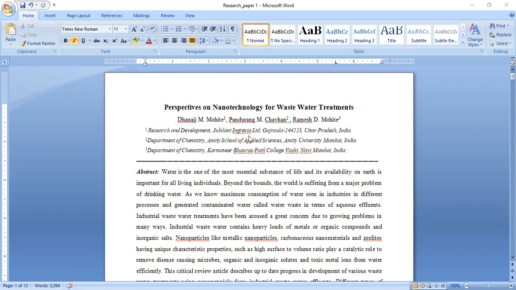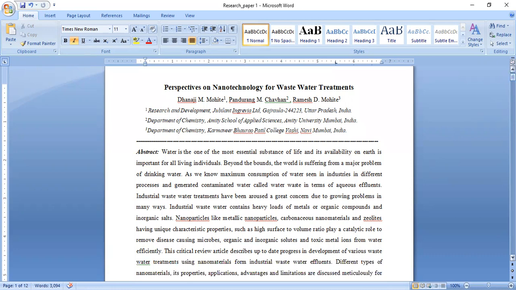Myself Dhanaji Mohti, presenting here my research article Perspective on Nanotechnology for Wastewater Treatments. So, wastewater is generated in industries and it is required to recycle by using the technology. So, nanotechnology is the technology that we have succeeded in over many years, using the nano catalyst and photo nano catalyst.